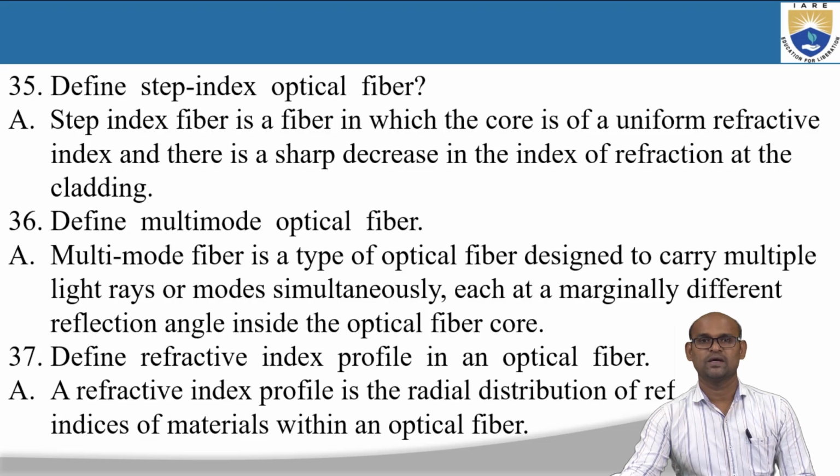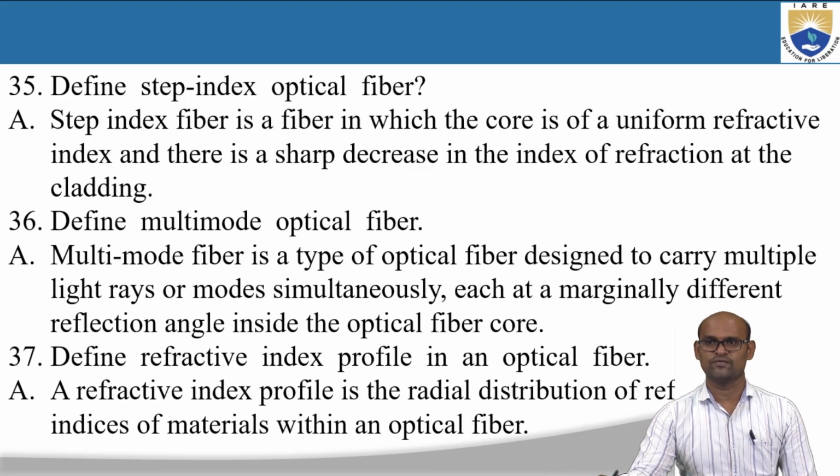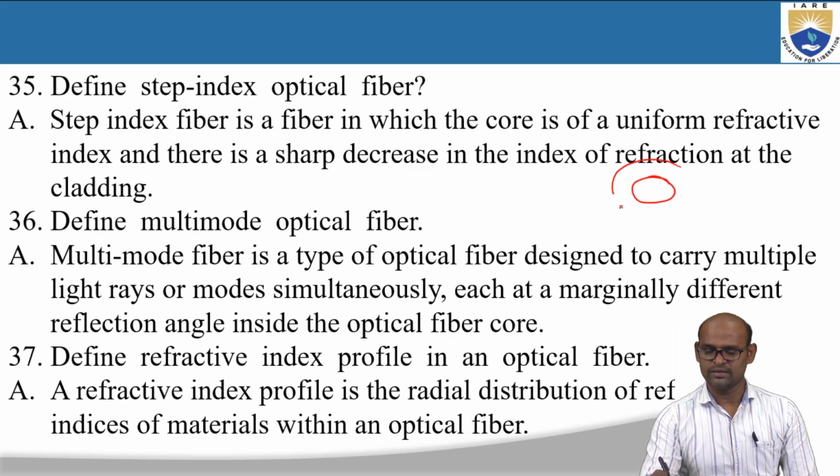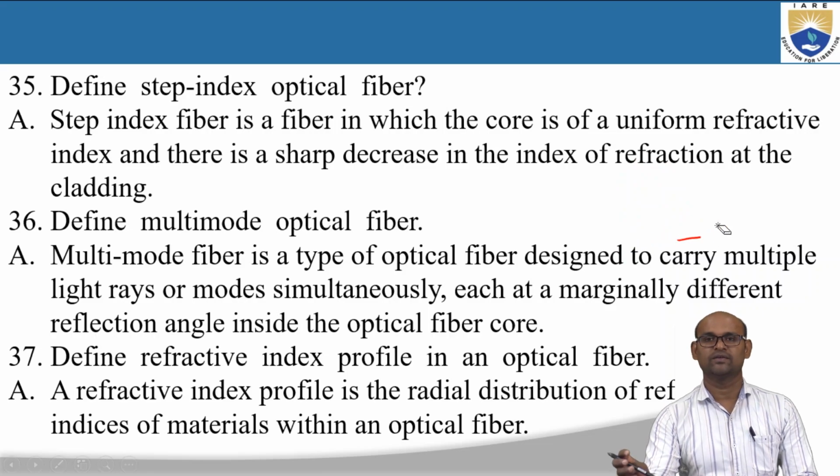Define step index optical fiber. Step index fiber is one in which the core is of a uniform refractive index and there is a sharp decrease of the index of refraction at the cladding. If you have core and cladding, inside the core you have constant refractive index, and in the cladding also you have constant refractive index. So the refractive index of the core will sharply decrease to match with the refractive index of the cladding at the core-cladding interface, and this is called step index optical fiber.